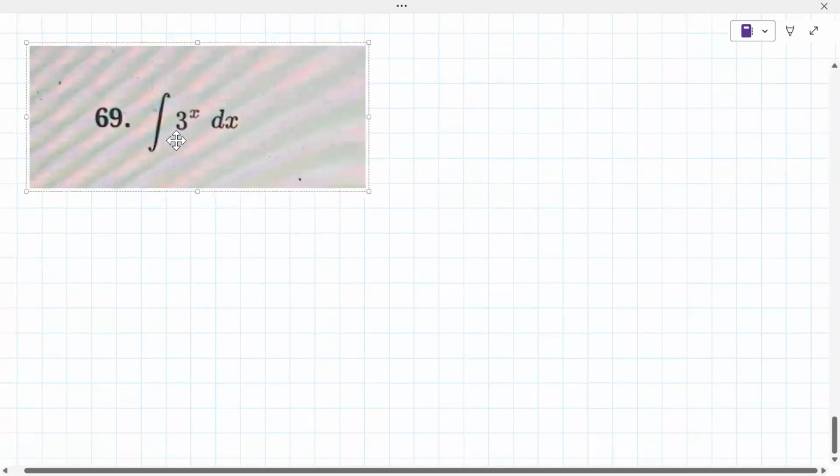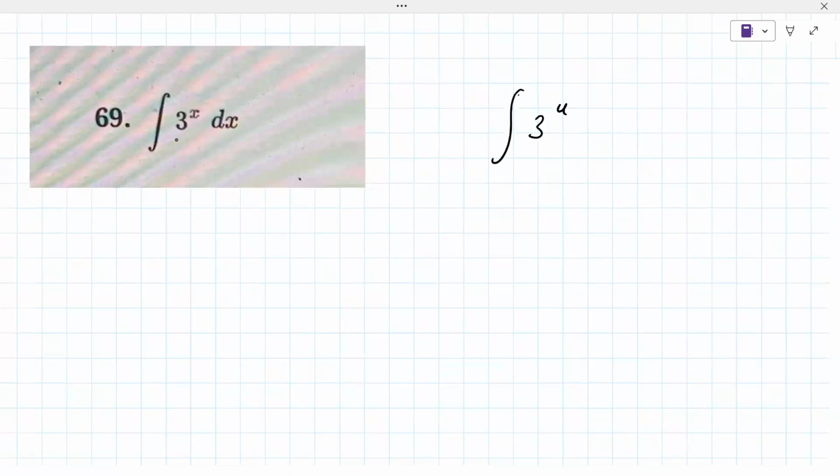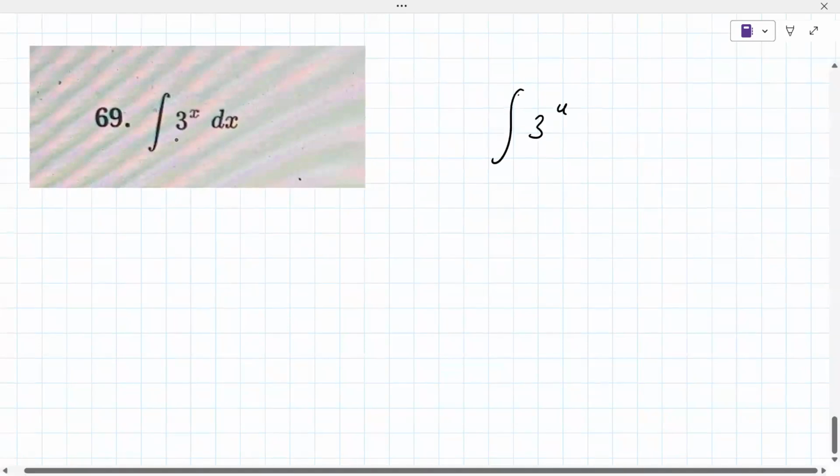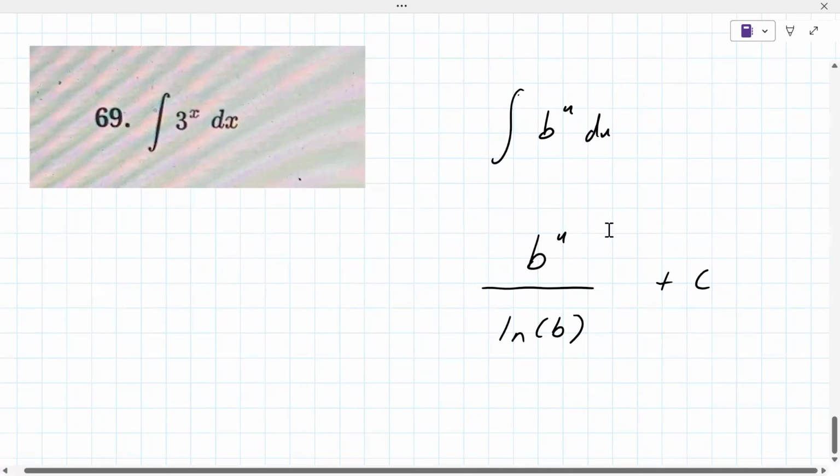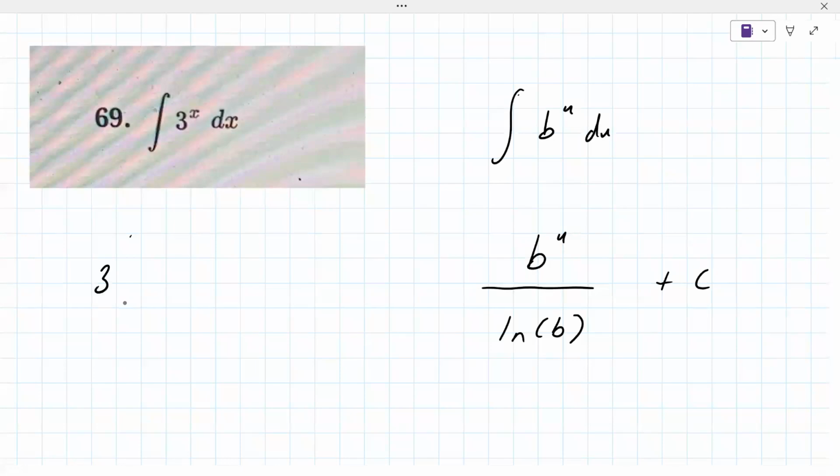This one, the integral of 3 to the x, you have to have a rule here. So the integral of a to the u, or I guess maybe they use b. B to the u du is itself, but you actually divide by the natural log of b plus c. The reason you divide by it is that when you take the derivative of the original function, you multiply by the natural log of the base. And when you multiply by it and divide by it, it ends up canceling out. So the answer here is 3 to the x over the natural log of 3 plus c, like that.